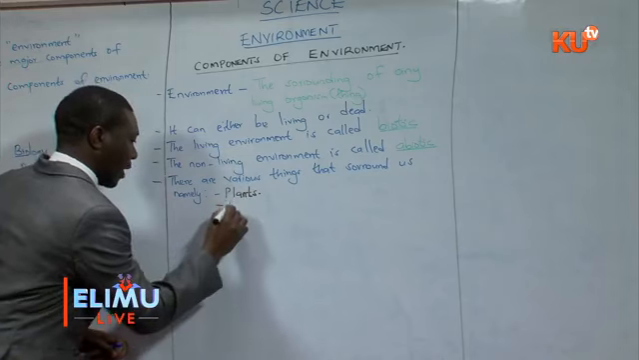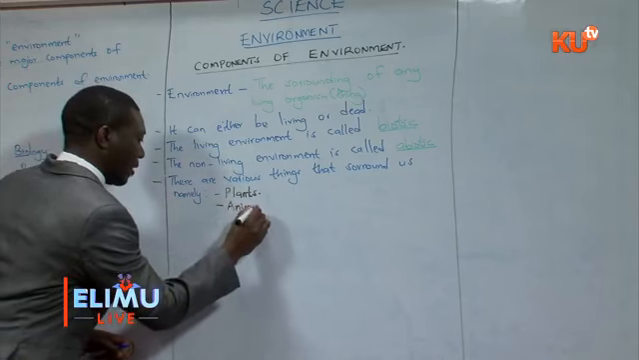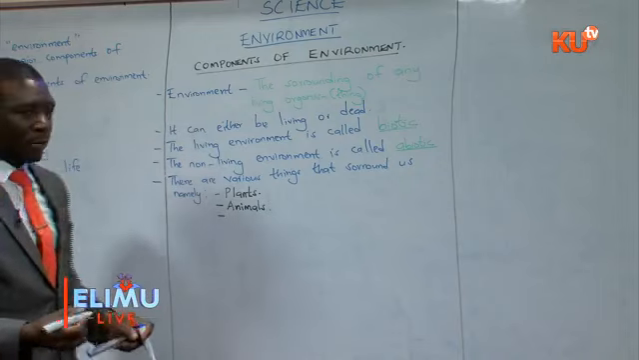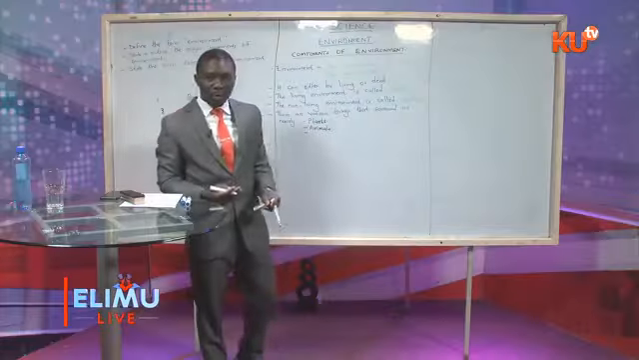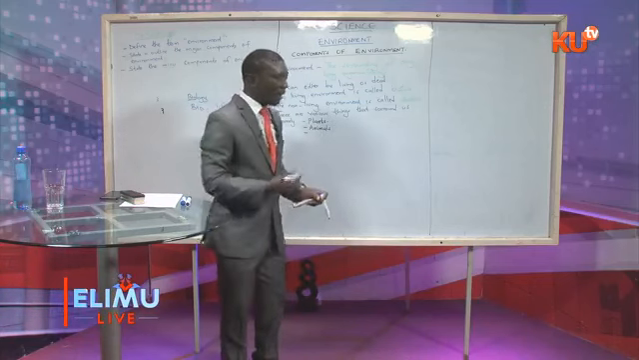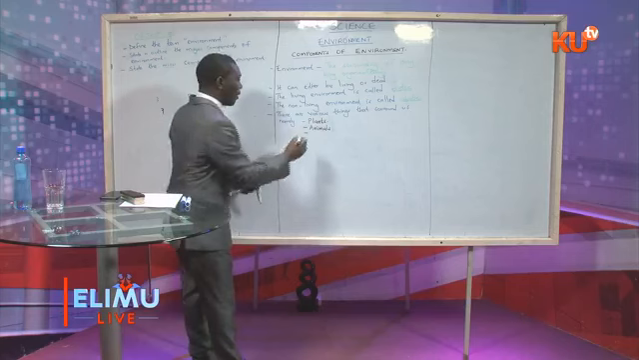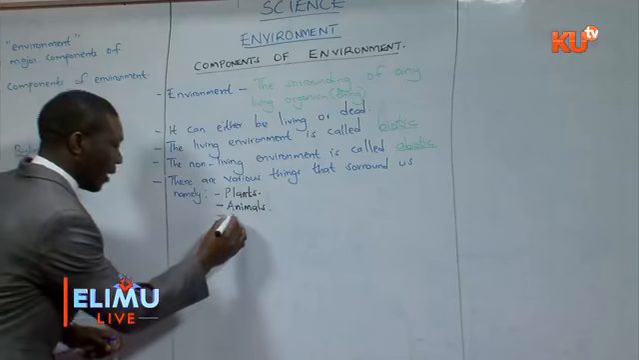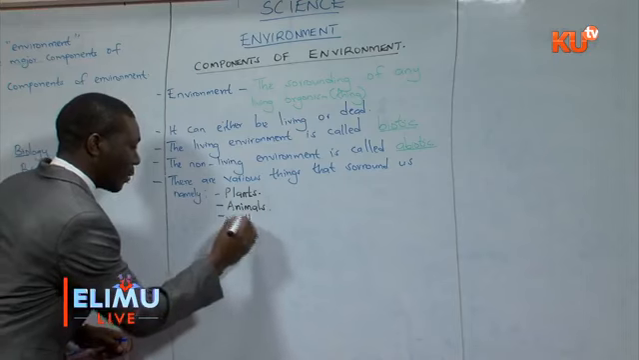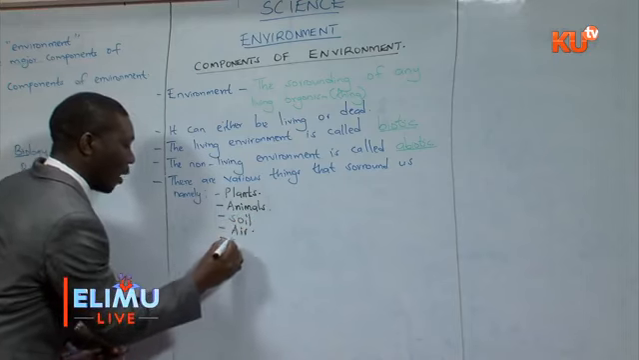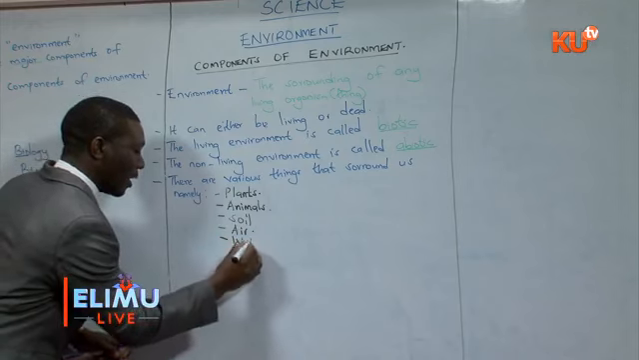Two, we have animals. Animals surround us. When you talk about animals, even a housefly is an animal. A wasp is an animal. A mosquito is an animal. A tick is an animal. Cows, dogs, they are all over. Even a lion. And then we have soil. Soil surrounds us. We have air, it surrounds us. We have water that surrounds us.